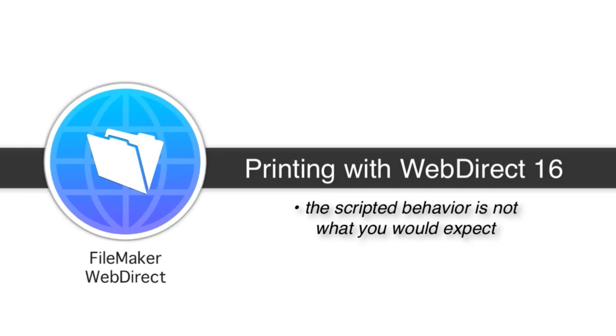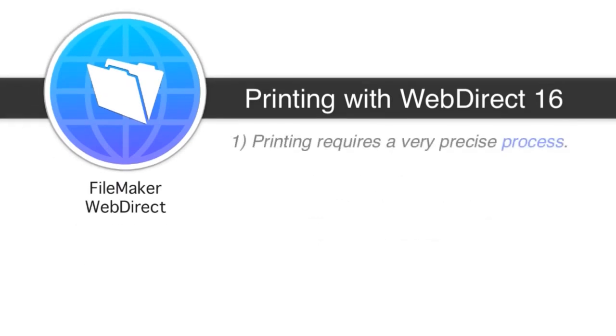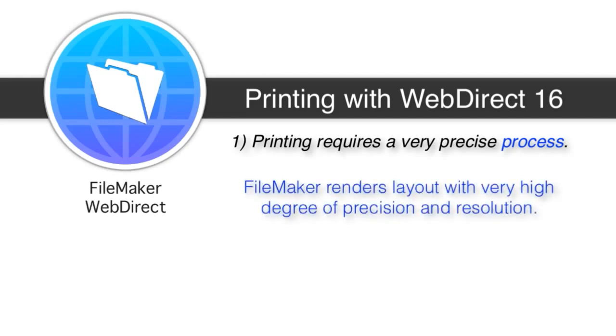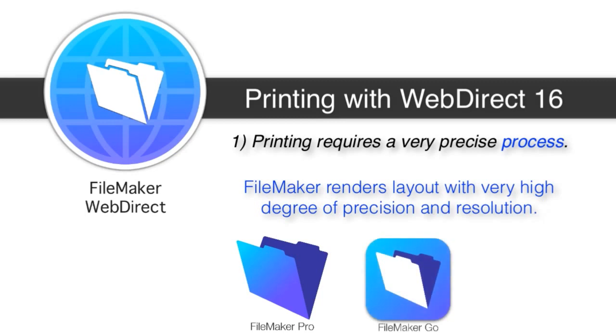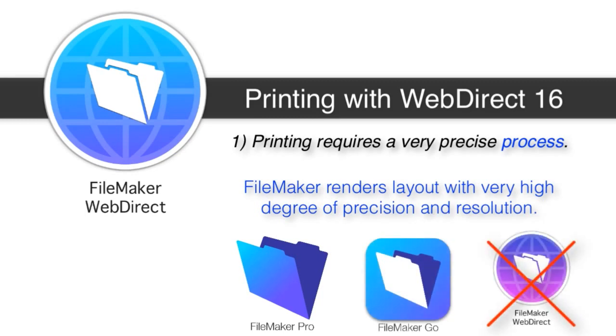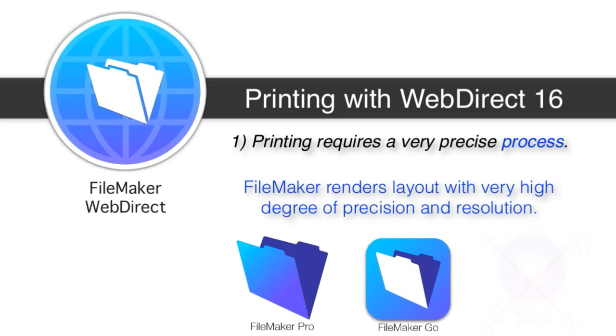Now, first off, printing requires a very precise process where FileMaker takes a layout and renders it with a very high degree of precision, complete with high resolution and all the kinds of things that you expect from a modern application that prints. FileMaker Pro prints, FileMaker Go prints, FileMaker Webdirect has not historically printed. Now, printing was added with FileMaker 16. So what did this require?